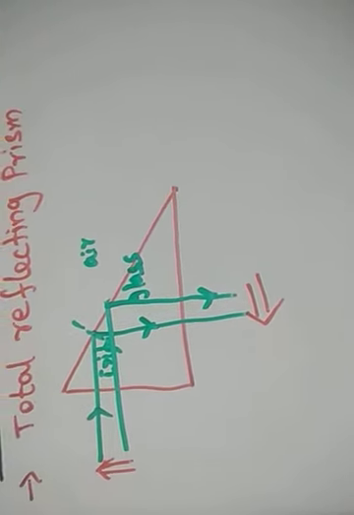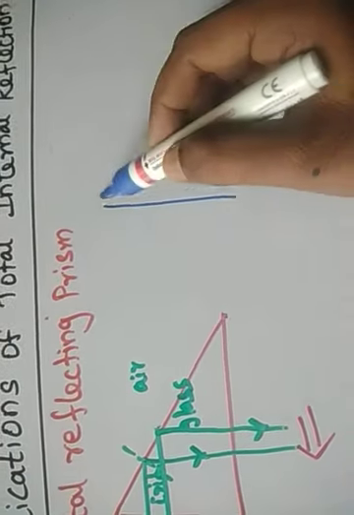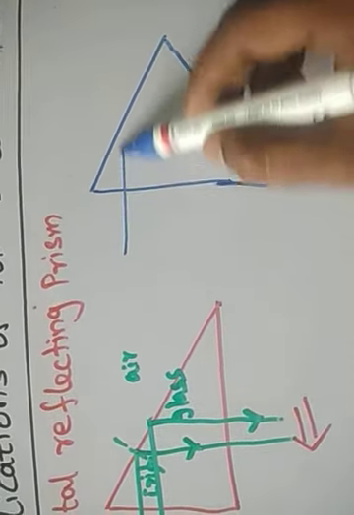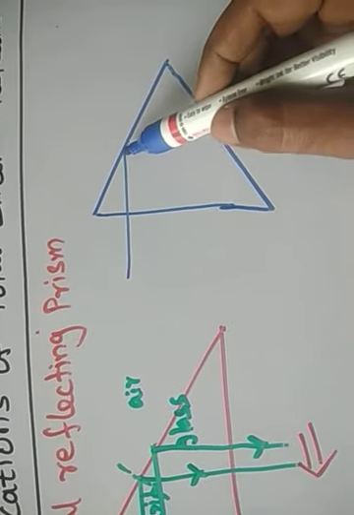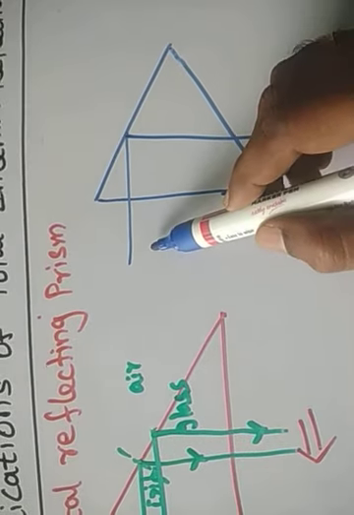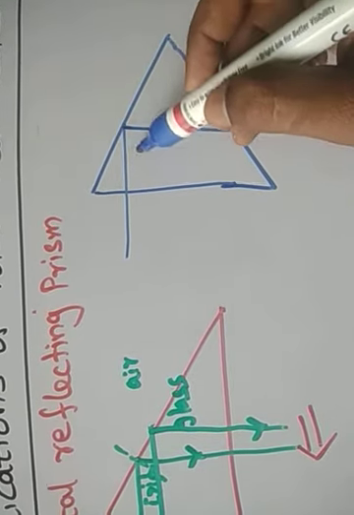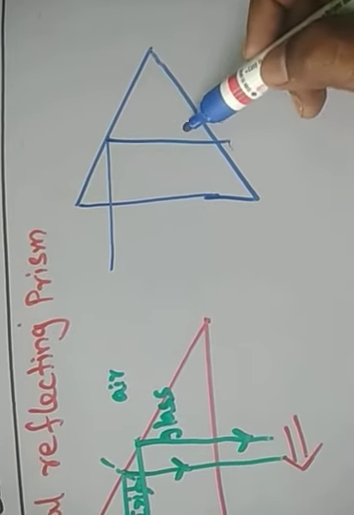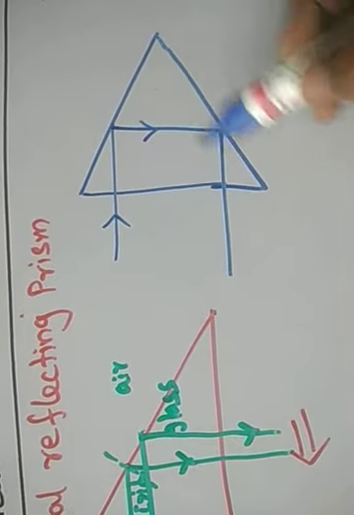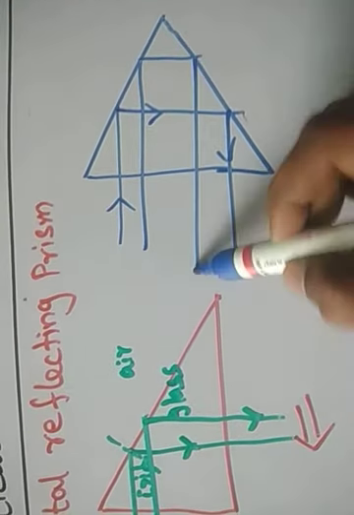Then the next one is when the prism is like this. When the light enters here, total internal reflection will also take place. The light goes from denser medium to rarer medium, and it will be reflected back. When the light enters here, it is reflected back. Again the second ray comes, hits, is reflected back and comes out here.